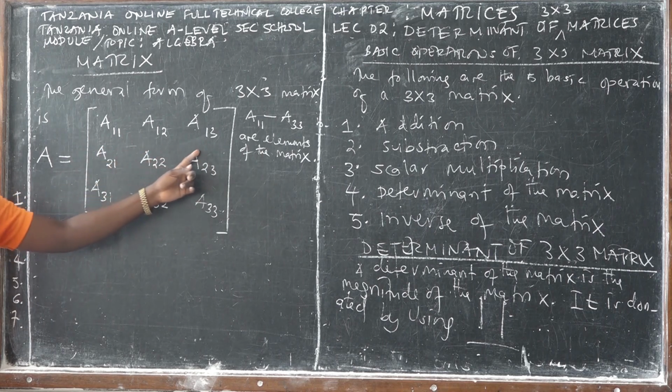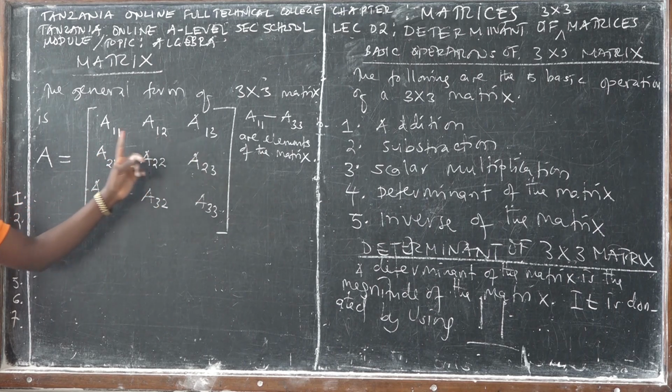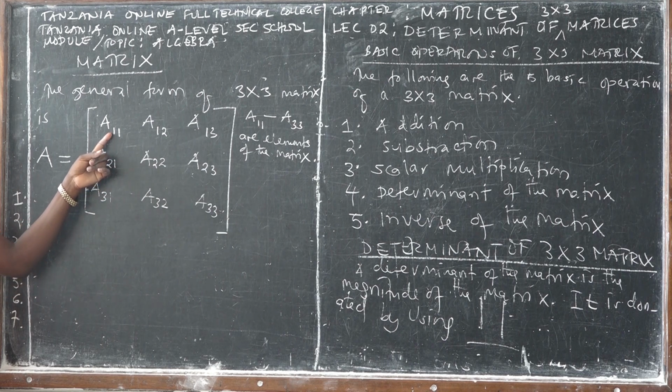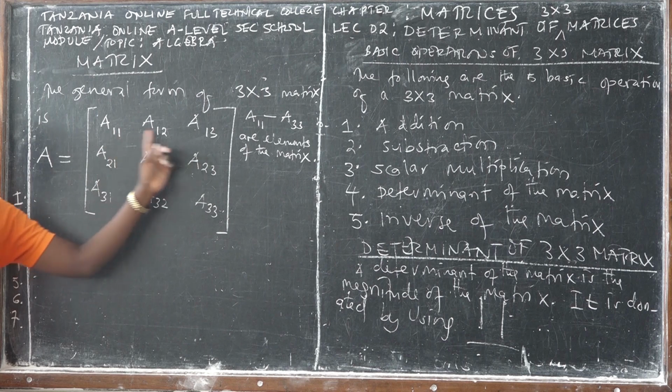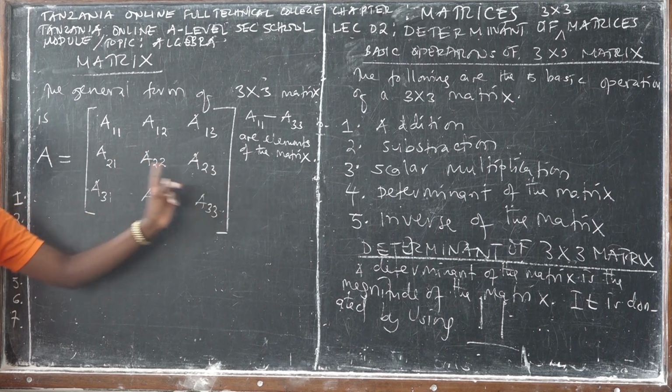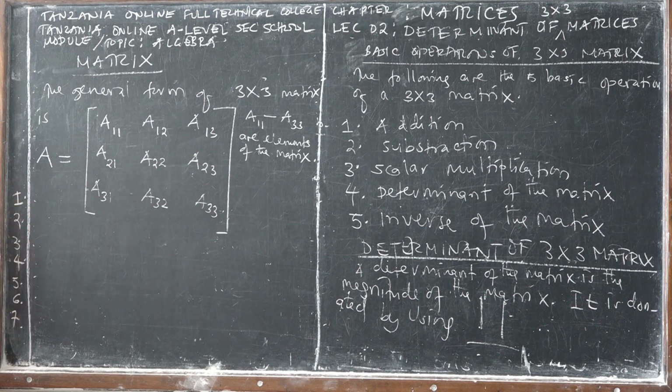Listen and look. These subscripts have a meaning. The first subscript represents the number of rows. How many rows do you have there? 3 rows: row number 1, row number 2, row number 3. So the first subscript represents the row.